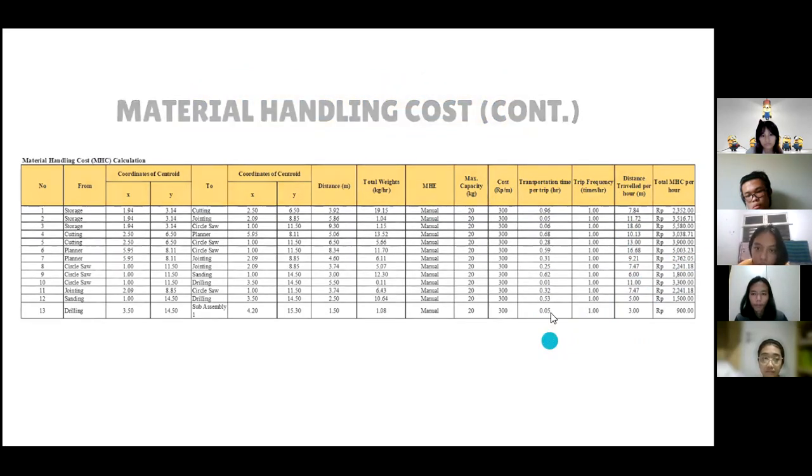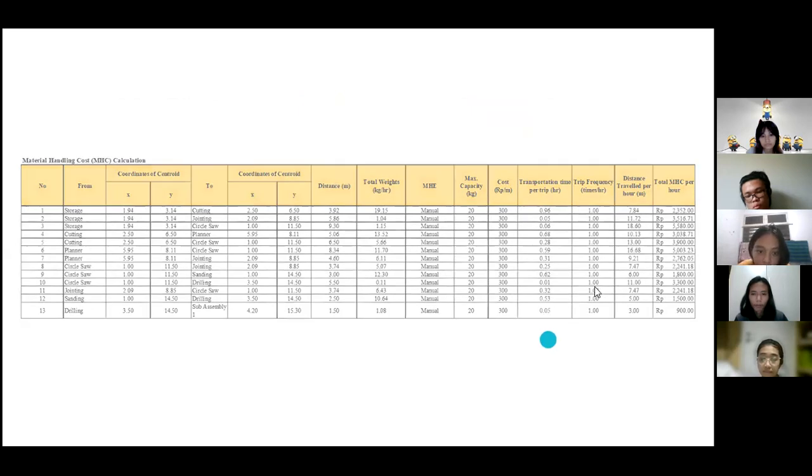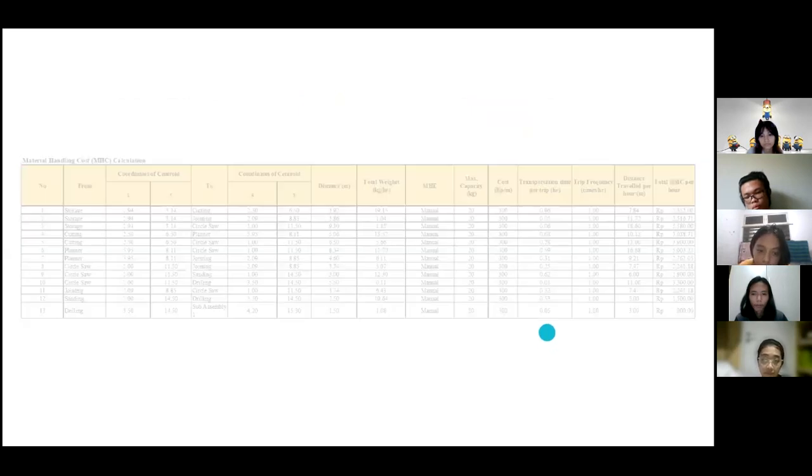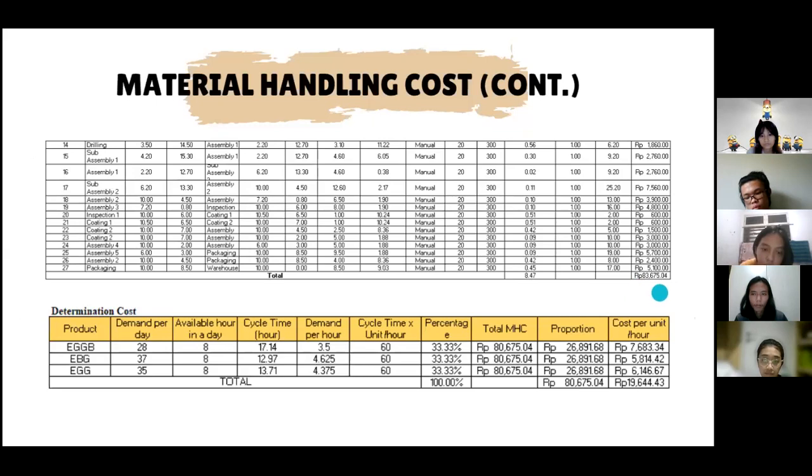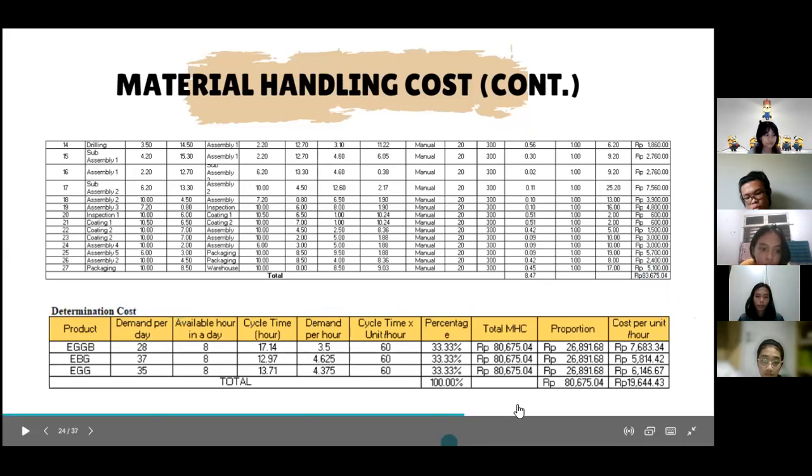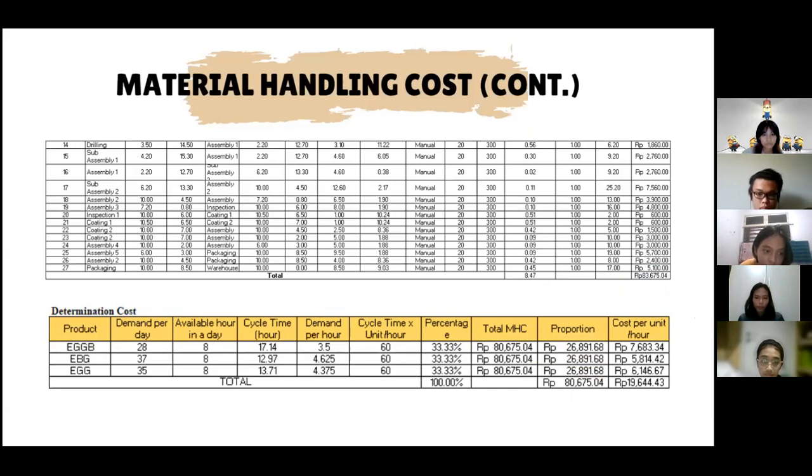So our total material handling cost is 83,675.4 rupiah. Below is the table of determination cost. Our products are EGGB, EBG, and EGG. For the total of our products, the cost per unit per hour is 20,374.93 rupiah. Next will be explained by Angel.